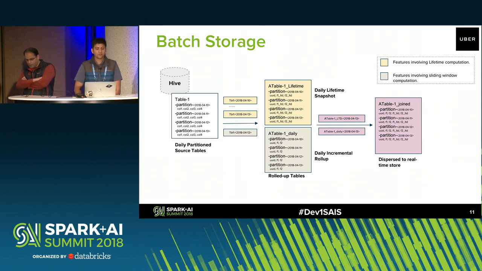On the right, you can see the output of the optimizer job. What it does is it tries to join relevant parts of the lifetime snapshots with the daily incremental jobs so that for the end dispersal job, there is a very simple table that it has to process and take that entire data into Cassandra.